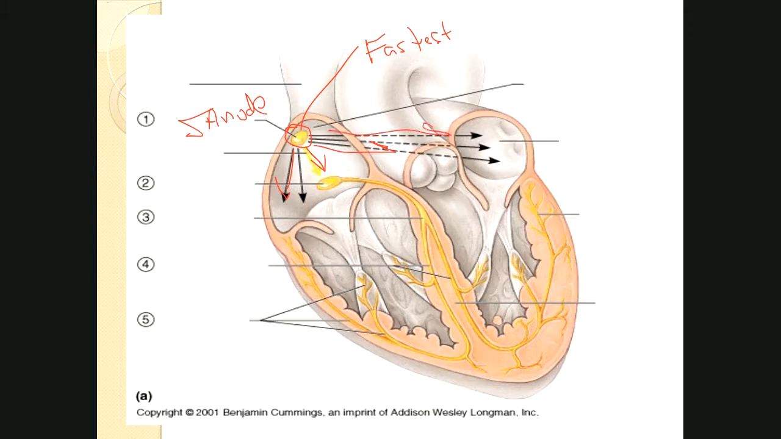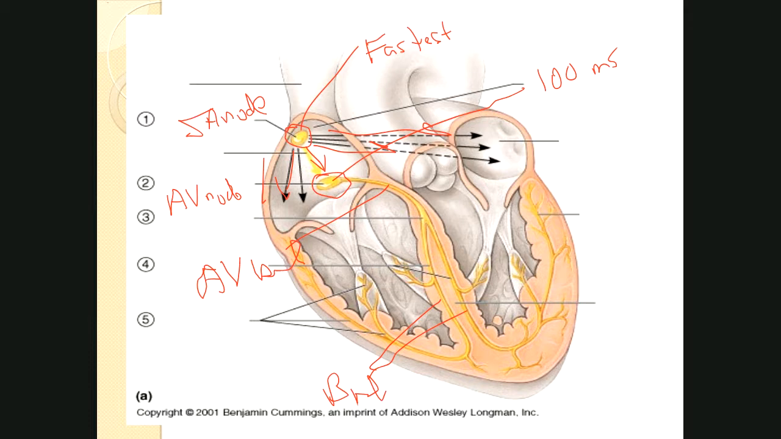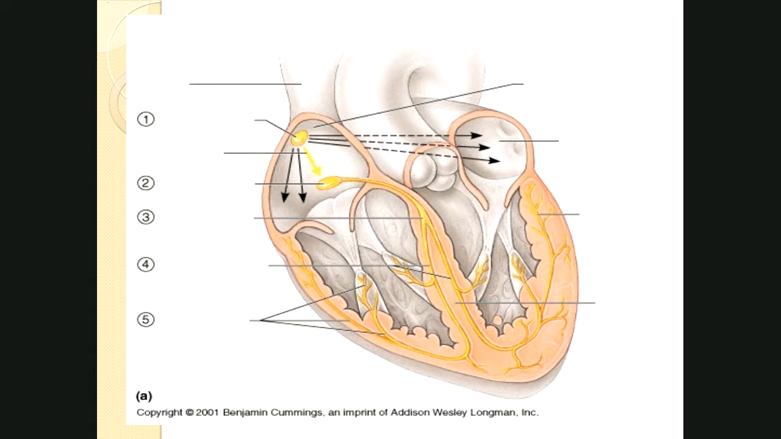And then number three is this, which is what? That's the AV node. Remember, the AV node has a delay built in, about 100 millisecond delay. And that gives us time to contract. And then we have this. That's the AV bundle. And then these two. And what are these? These are the bundle branches. And then finally, all of these that go this way and go back up, those are those Purkinje fibers. Make sense? Any questions?